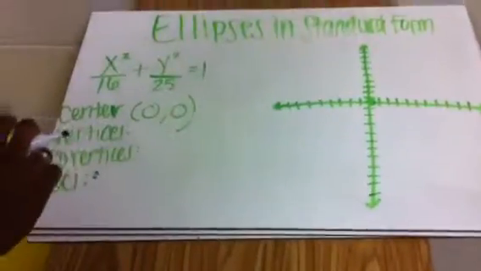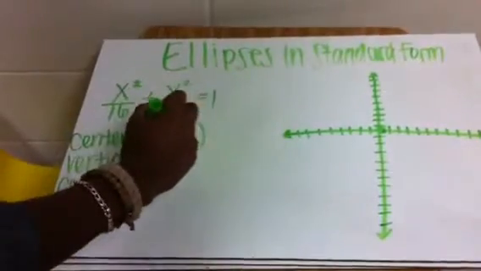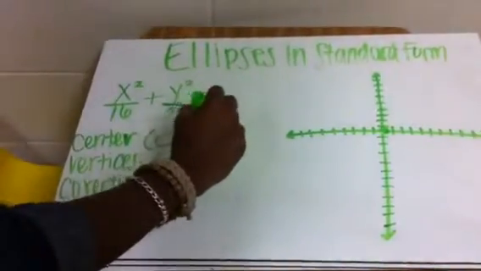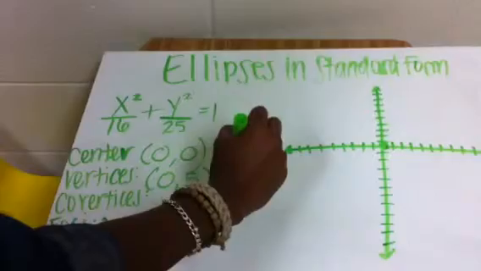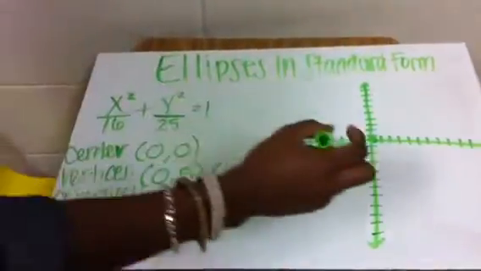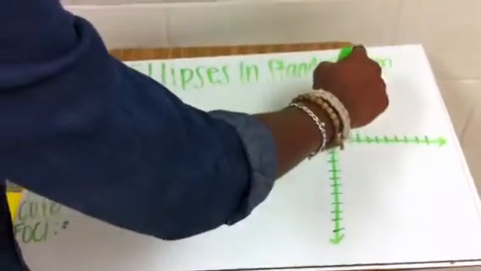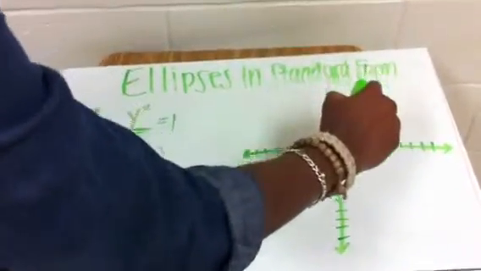And since the larger number is 25 and the square root of 25 is 5, your vertices would be 0, 5, and 0, negative 5. And since it's on the y, you plot it on the y-axis. So you go up 5 and down 5.